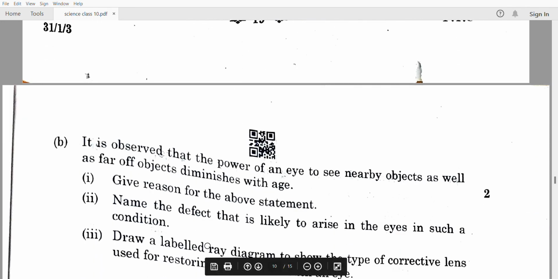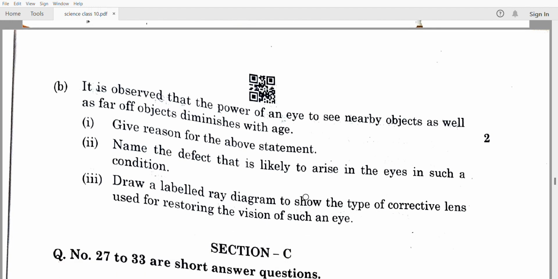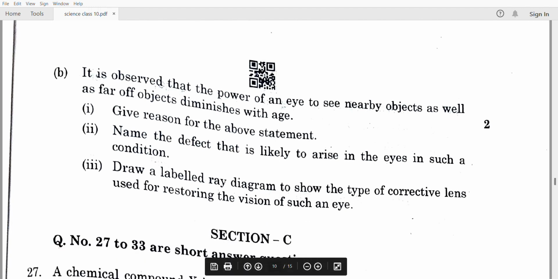So let us move on to the B part of this question, 26B. It is observed that power of an eye to see nearby objects as well as far objects diminishes with age. Give reason for the above statement. Of course, as we are getting age, the ciliary muscles action will be reduced due to decreased activity of ciliary muscles, and also even sometimes the formation of foggy layer called cataract will reduce the efficiency of our eye.